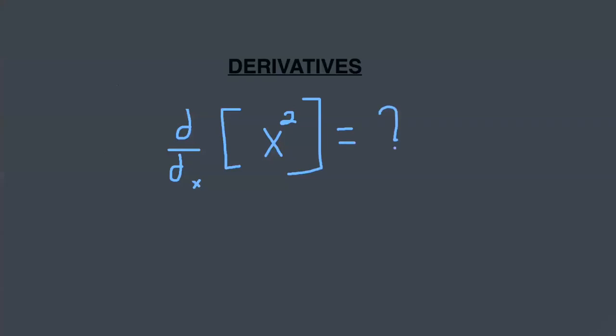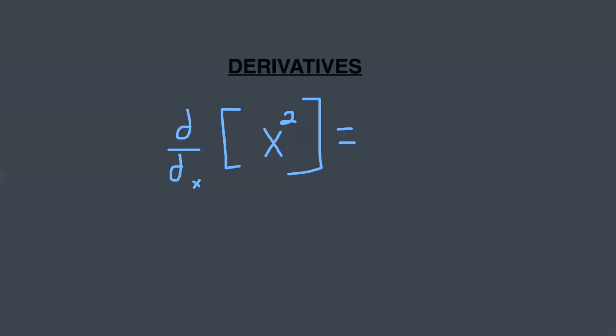So now let's take a look at the derivative of an exponent. If we have something like x squared, what is the derivative of this function going to be? Well, that's a different one. We know it's not going to be 0 because that's only for constants. So let's take a look at this.